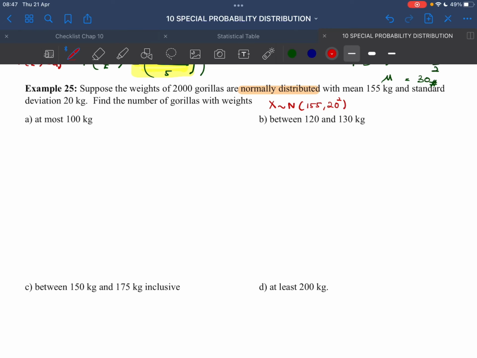Okay, so the question asks to find the number of gorillas. The question doesn't say about probability. So what we have to do is apply the definition of probability of A equals to number of A divided by number of sample space. So in this case, 2000 is your number of sample space. The probability that you have to find is your P(A) here.